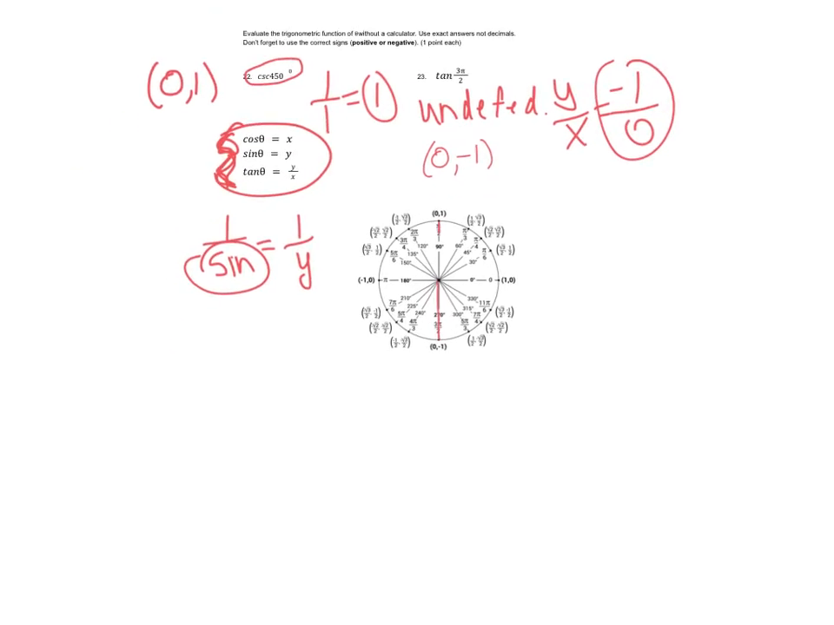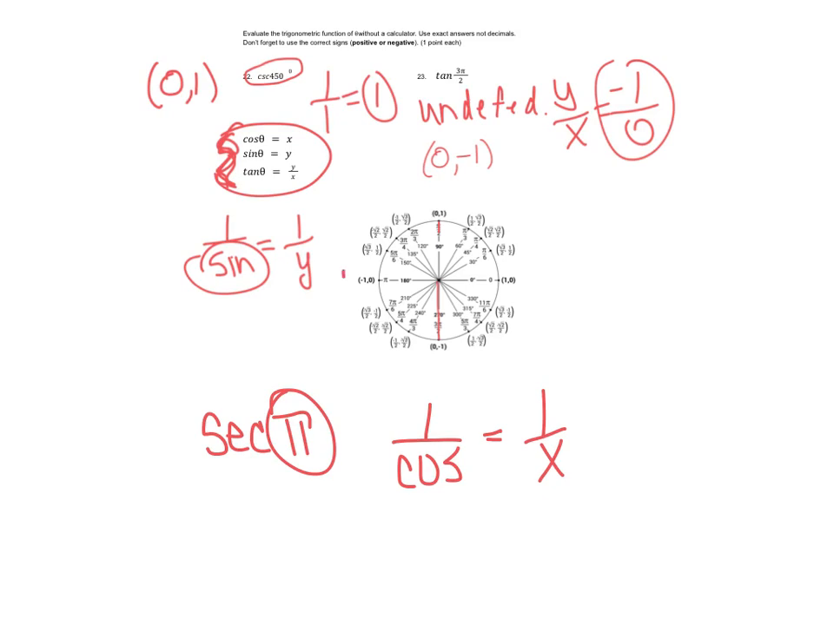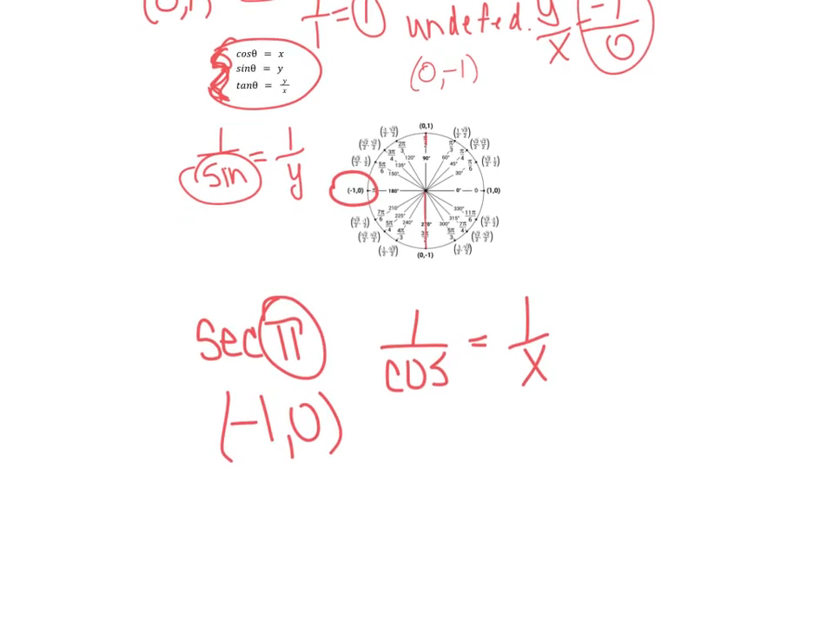Okay, just another example of one of these. Let's pretend we want to do the secant of pi. How about that? The secant of pi. All right, if we have the secant of pi, remember, what does secant represent? Secant is 1 over cosine. Cosine, remember, in this case is just our x value. So it's going to be 1 over x. Well, if we are at pi, our ordered pair at pi is negative 1, 0. So if we are looking for the secant, that's going to be 1 over x, which is going to be 1 over negative 1, which is just negative 1.